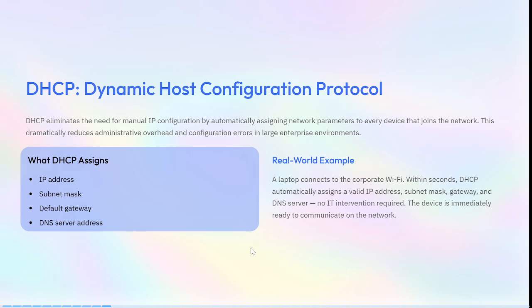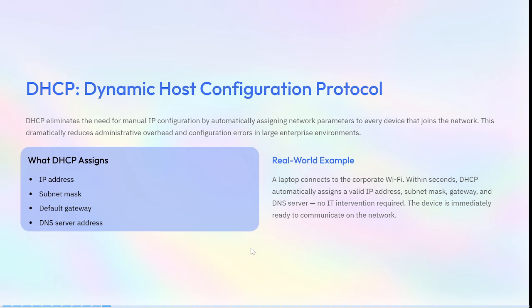What does DHCP assign? DHCP assigns the IP address, subnet mask, default gateway, and DNS server address. If you open your laptop and type ipconfig /all, you will get the IP address, subnet mask, default gateway, DNS server address, right? On top you will see DHCP assigned IP address. You can see that sentence also on top.